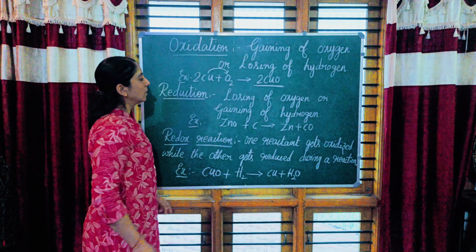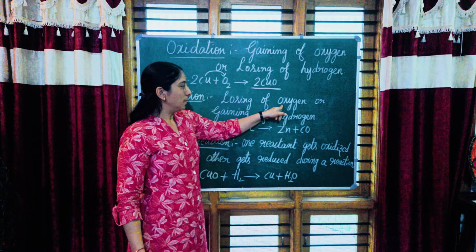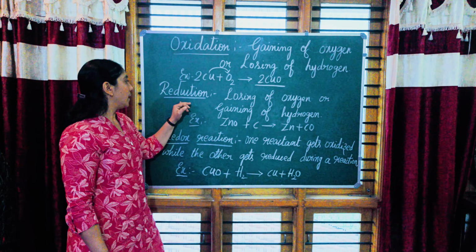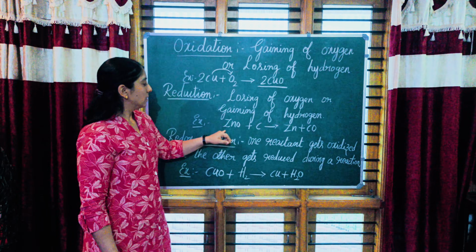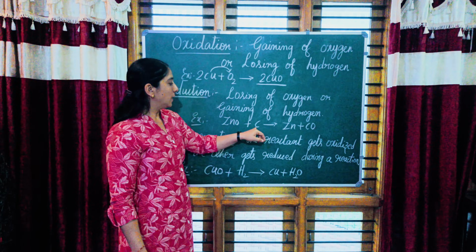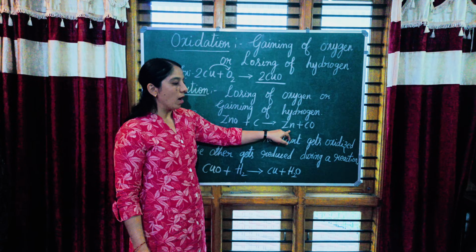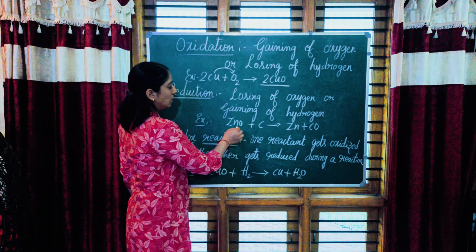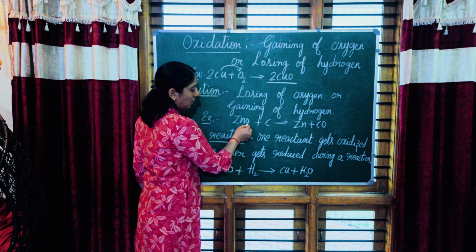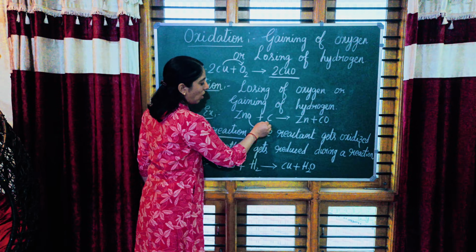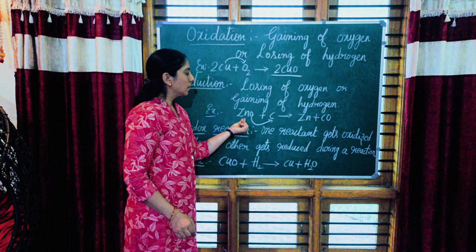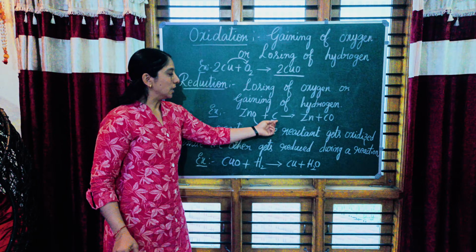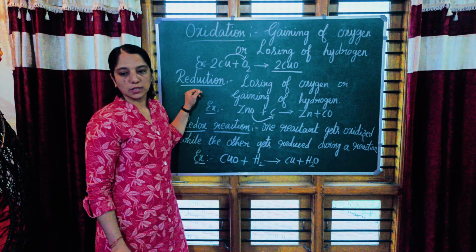Then reduction: losing of oxygen or gaining of hydrogen. We call it a reduction. An example: zinc oxide, when it reacts with carbon, forms zinc and carbon monoxide. See here, losing of oxygen. Oxygen is lost from the compound when it reacts with carbon. So losing of oxygen, we call it a reduction.